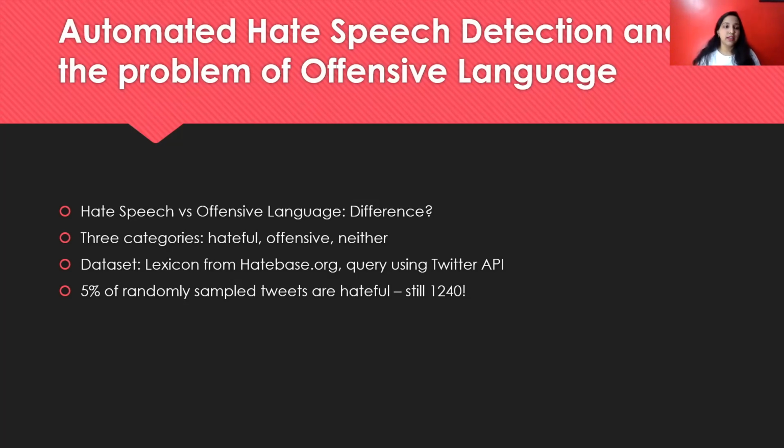So that's why the researchers at Cornell University decided to have three categories for their text classification problem, which is hateful, offensive, and neither. For their data set, they collected a lexicon from hatebase.org, and then they used terms from that lexicon to query tweets using the Twitter API.